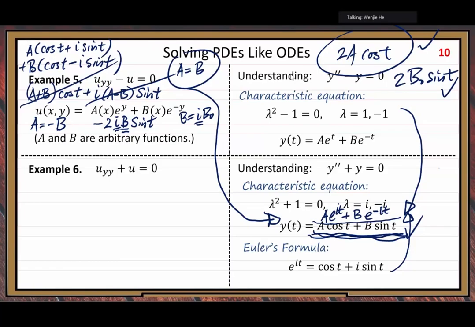But you can see we do a lot of manipulation steps. All right. So let's take a break.